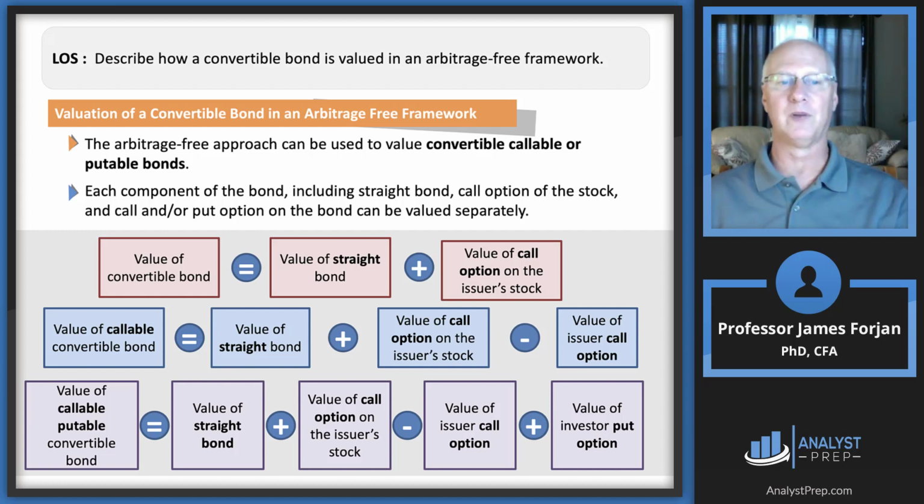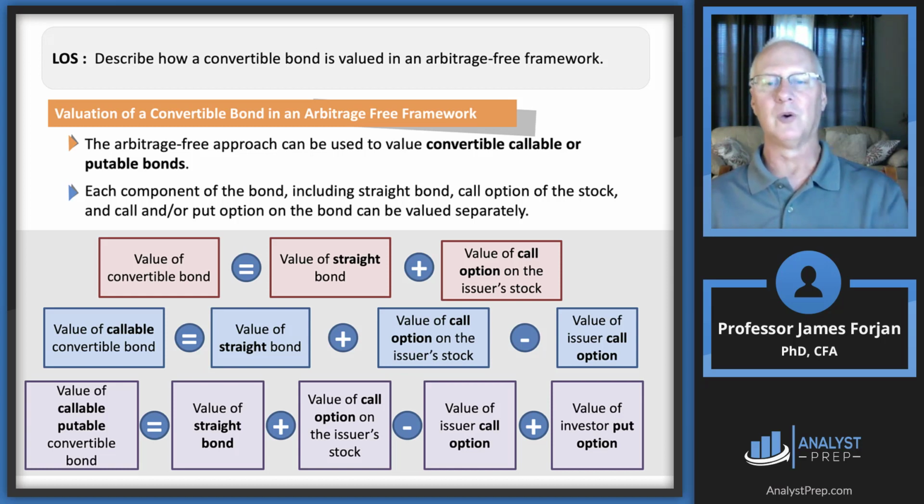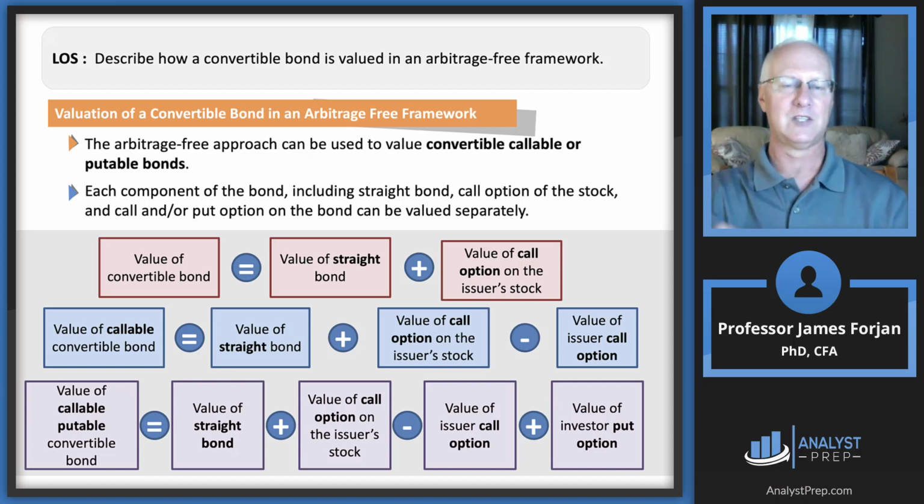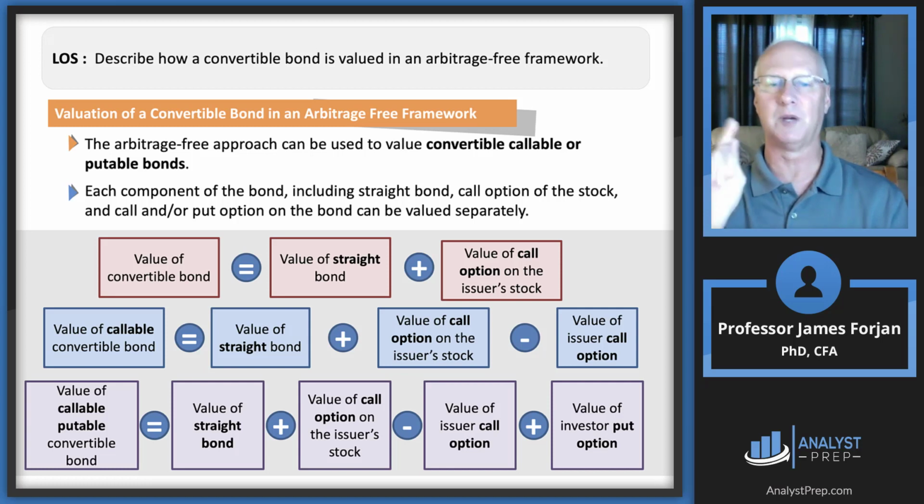But how about this one, value of a callable and convertible bond? So we're going to start with the value of the straight bond like we always do, add the value of the call option on the issuer stock, and subtract the value of the issuer call option. So we're adding something and we're subtracting something, but those two values are going to be a little different. That's why I said up in the red first box, the value of the convertible bond, it's the same process, but it's not going to be the same price.